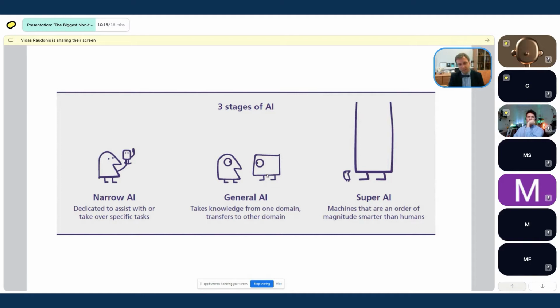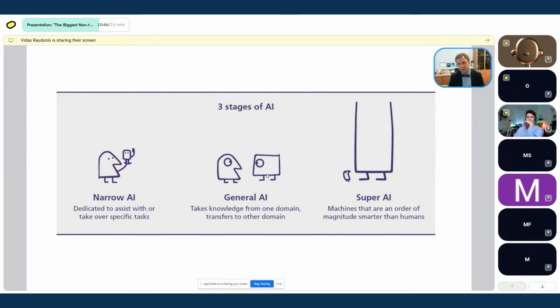The second stage of AI is called general AI, where the mental and cognitive capabilities of humans and man-made intelligence are equal. We don't have such algorithms at the moment that will be equal to human cognitive capabilities. But we are going there.